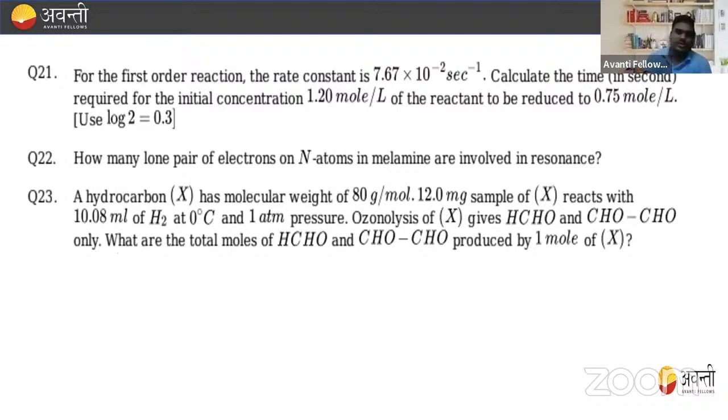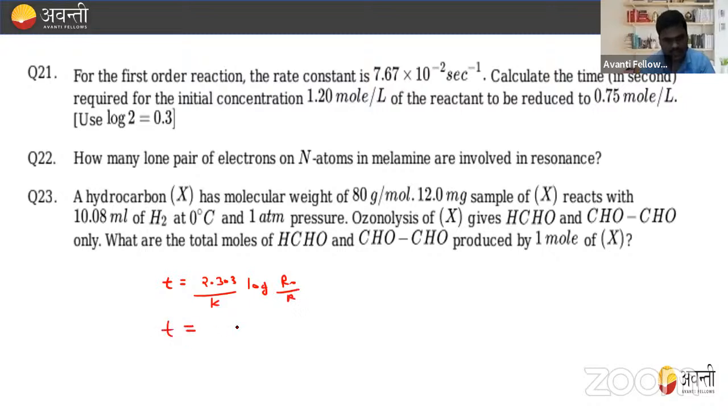Now, for the first order reaction, the rate constant is given. Calculate the time in seconds required for the initial concentration of 1.2 mole reactant to reduce to this. So this is simple, I guess. We know that for the first order, the formula we use is t equal to 2.303 divided by k, log R naught upon R.